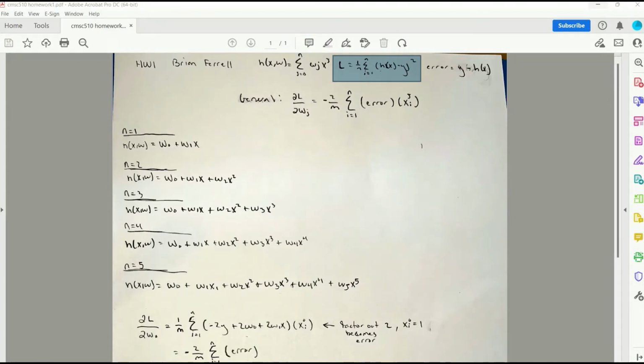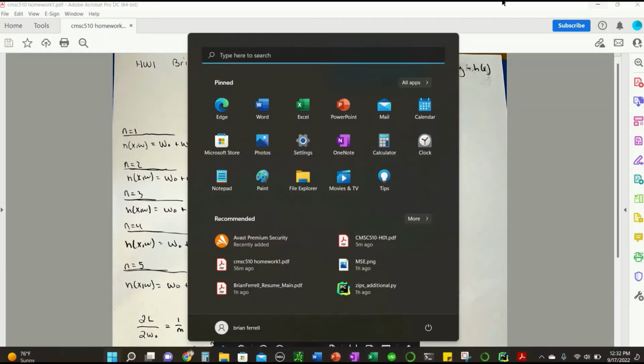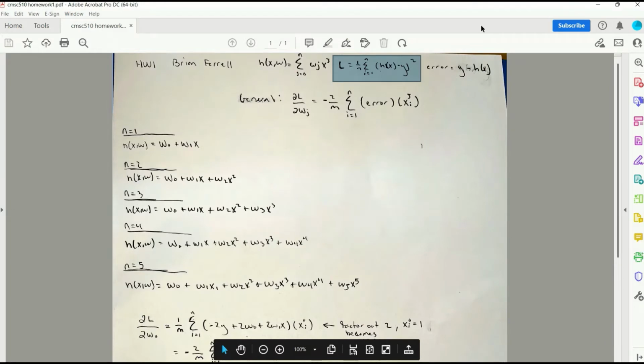Like I said, we'll go through some code in Numpy, so this will be completely from scratch. There's not going to be any sort of gradient function or using PyTorch or anything like that. It'll all be from scratch.